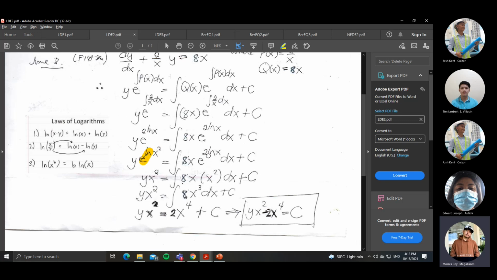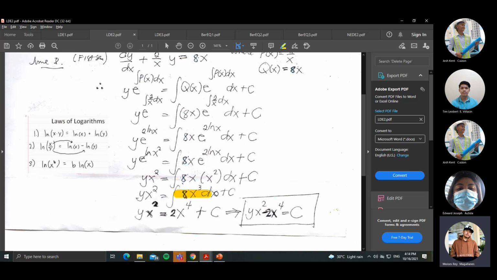So this applies here too. So since the e and ln cancel, what remains is x squared. So our left side is y x squared, and then on the right side we have the integral of 8x times x squared dx plus c.